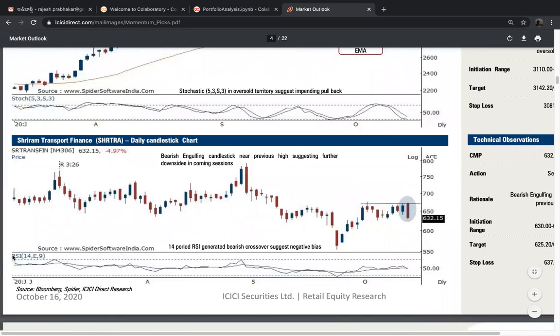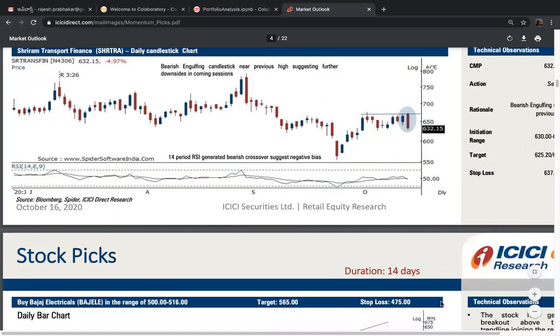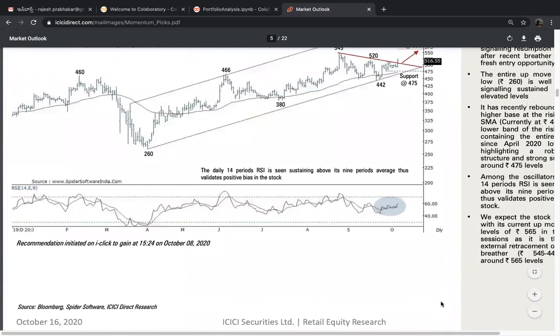See RSI. In this case, he is using RSI. 14-period RSI generated basic causal suggestive negative bias. So it is going towards less than 50. So RSI indicator and stochastic indicator are used in research reports. Similarly, you can see here again he has used RSI. RSI is suggesting the daily 14 periods sustaining above its 9 periods average, thus validates positive bias in this stock. He is saying it is going towards 60.